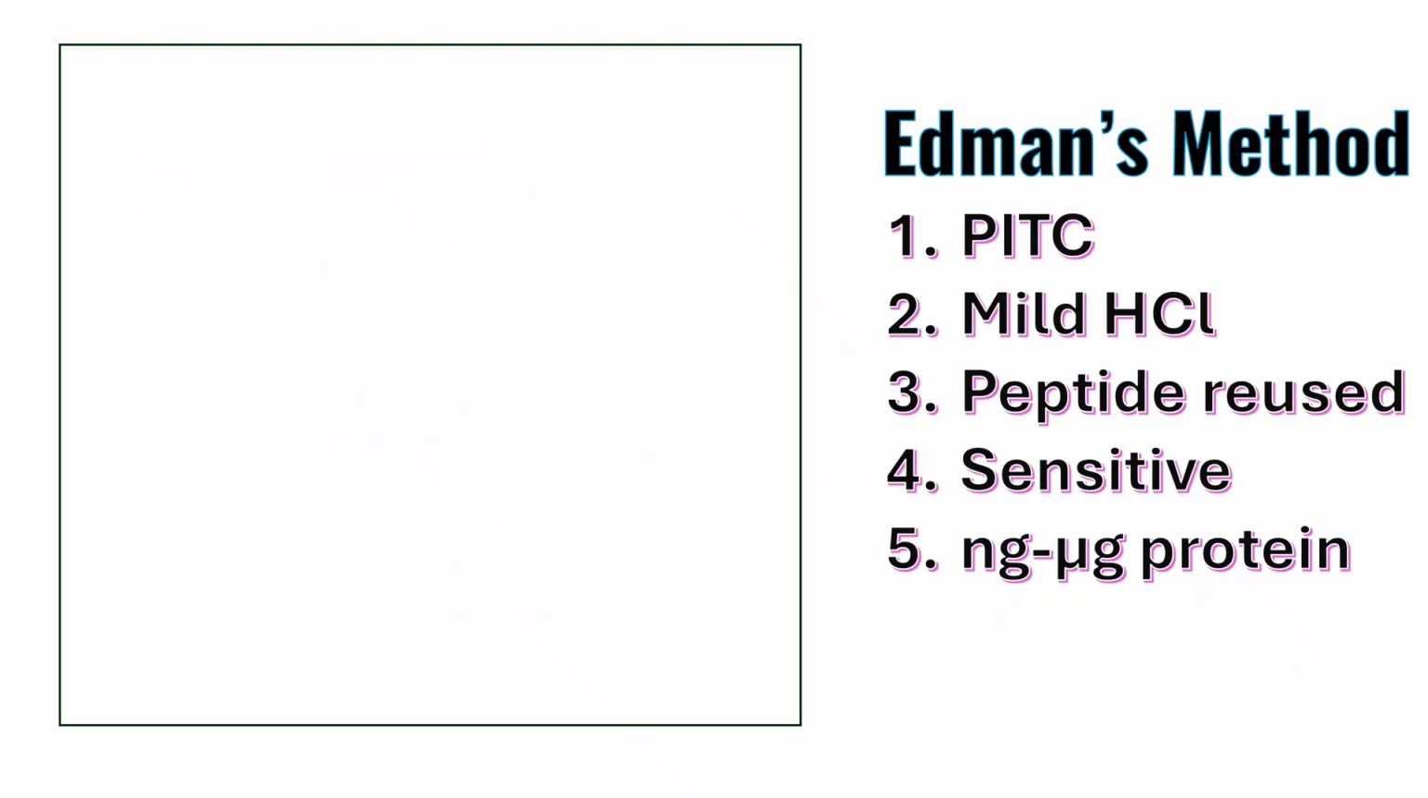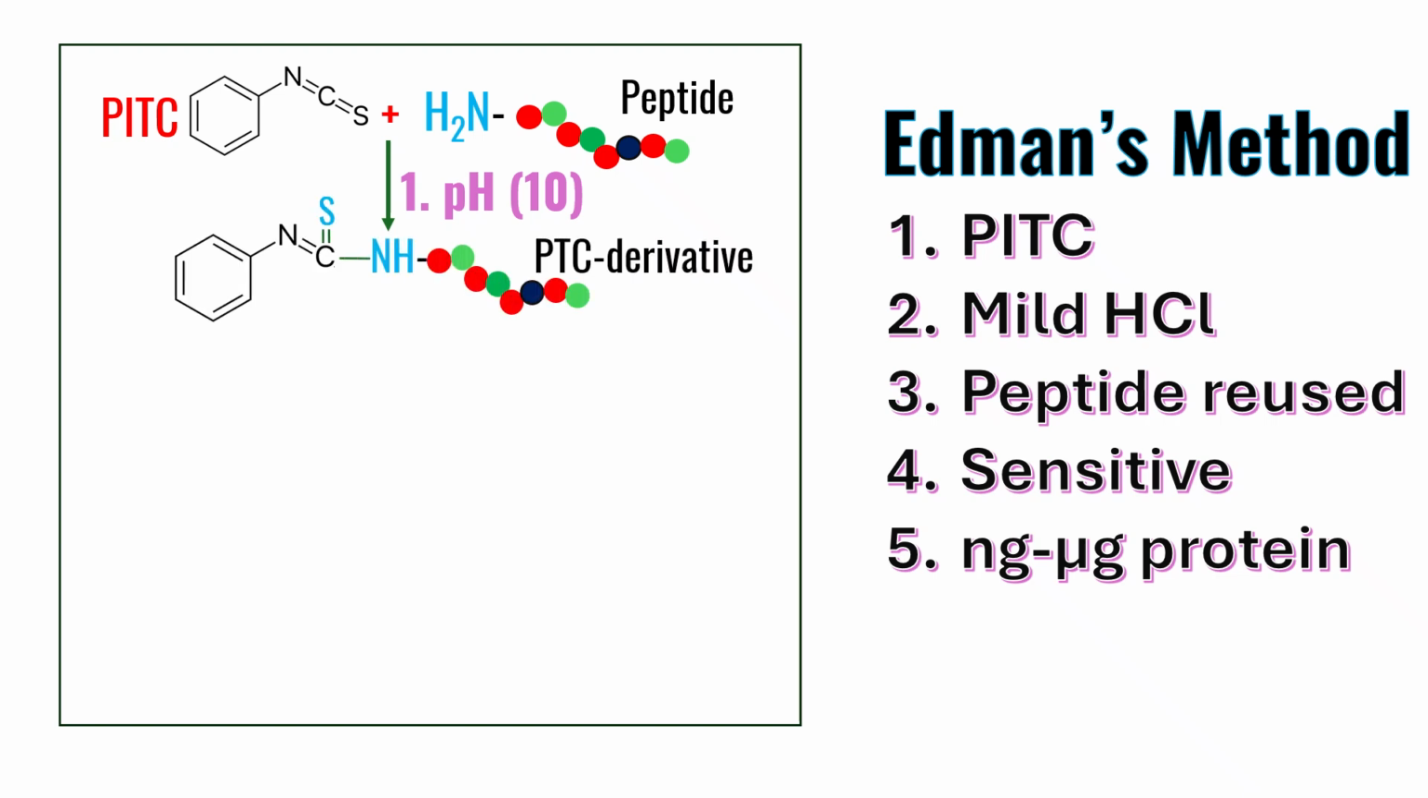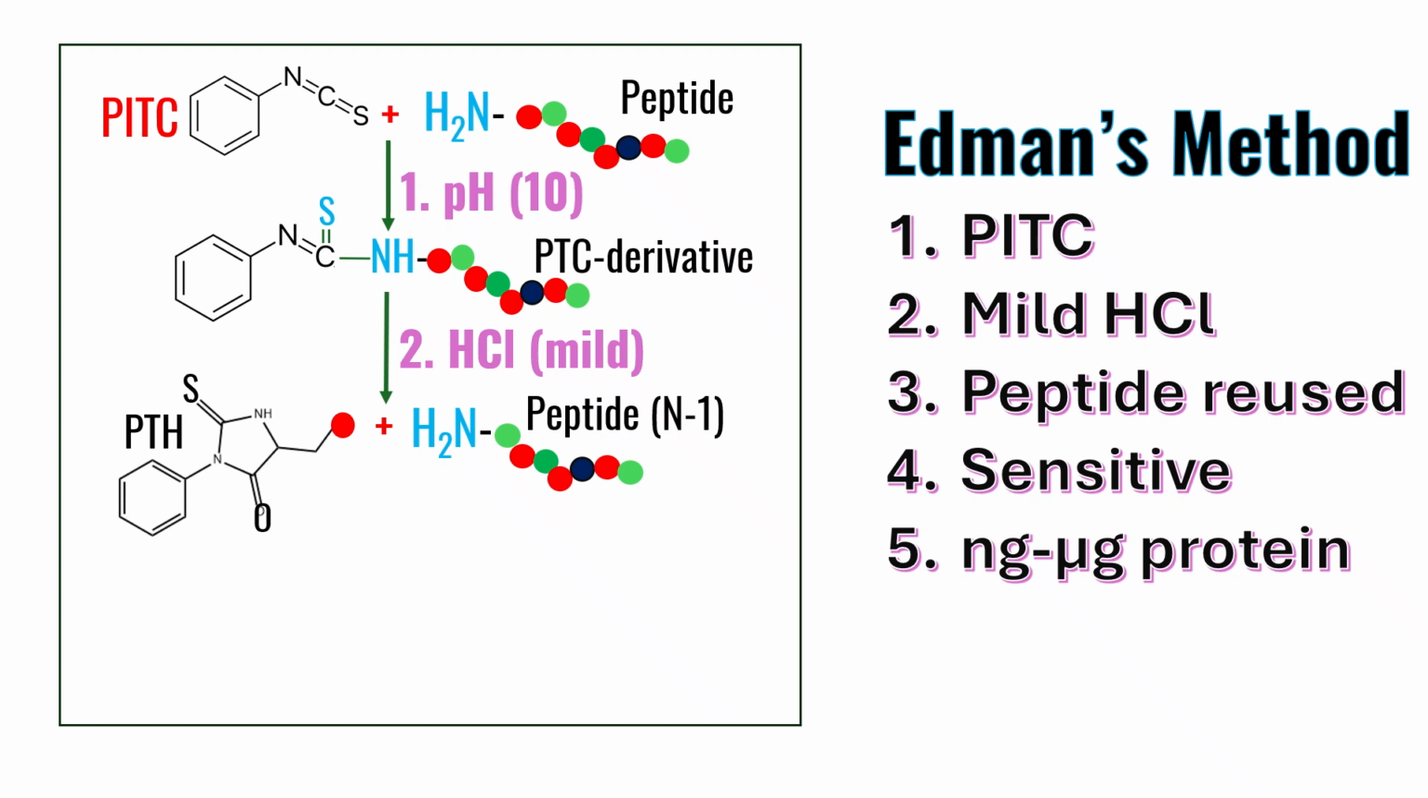So let us go over the Edman method. Edman degradation, to contrast and compare with Sanger's method, also completes in 3 steps. The first step is reaction between PITC and short peptide at alkaline pH. This binds with the N-terminal amino acid, forming a derivative called PTC peptide derivative. In step 2, this is treated with mild HCl, which selectively releases the modified amino acid and the intact remaining peptide with N-1 amino acid residues.